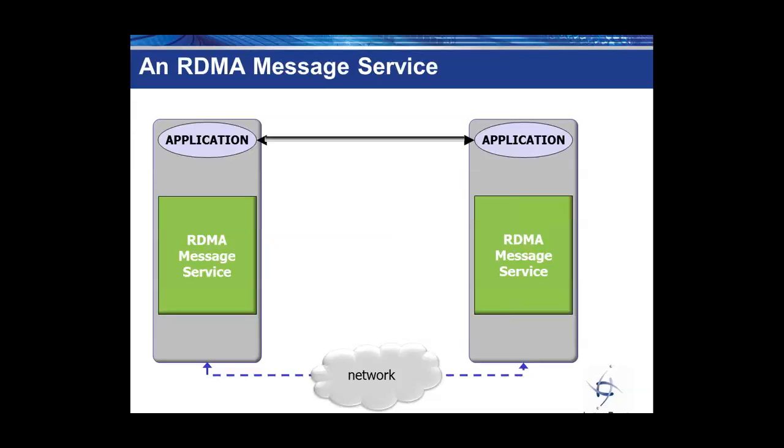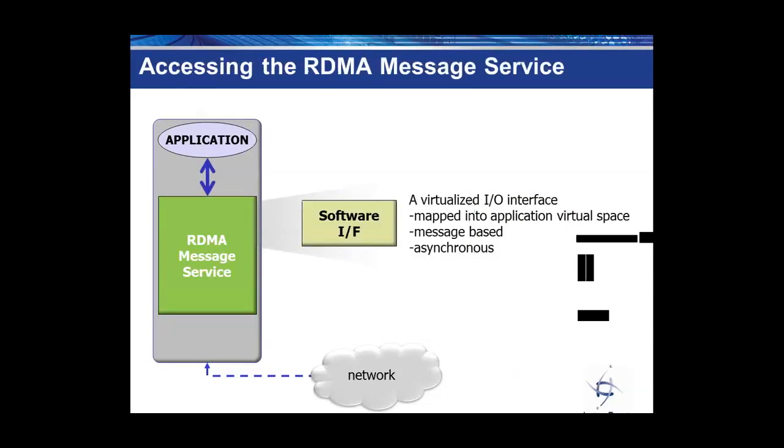Naturally, one application can't willy-nilly access another's virtual space without creating havoc, so we'll take it as a given that the RDMA message service provides appropriate isolation and protection services, at least as good as the OS would have provided in a conventional I/O architecture. This is done by an address translation feature that's part of the message service. We'll leave the details of how that works as a topic for another day.